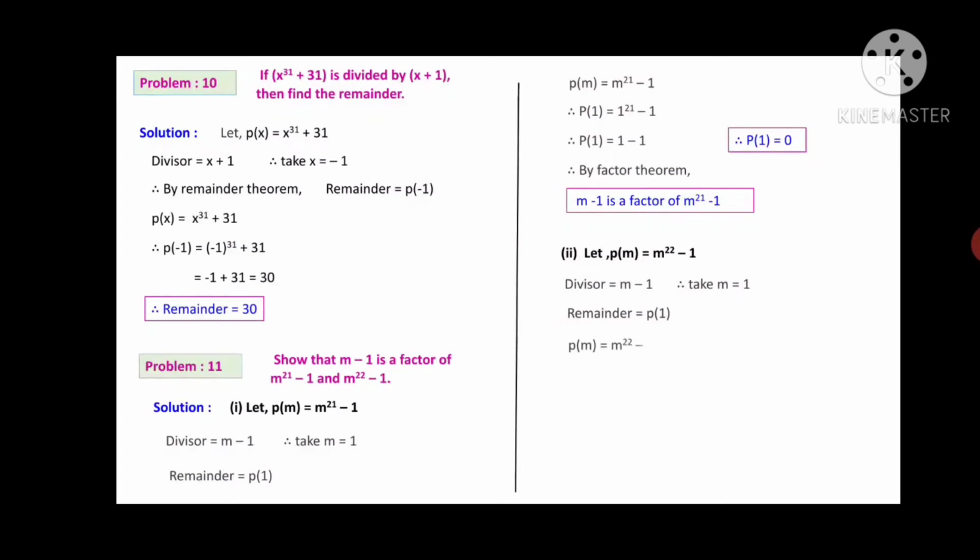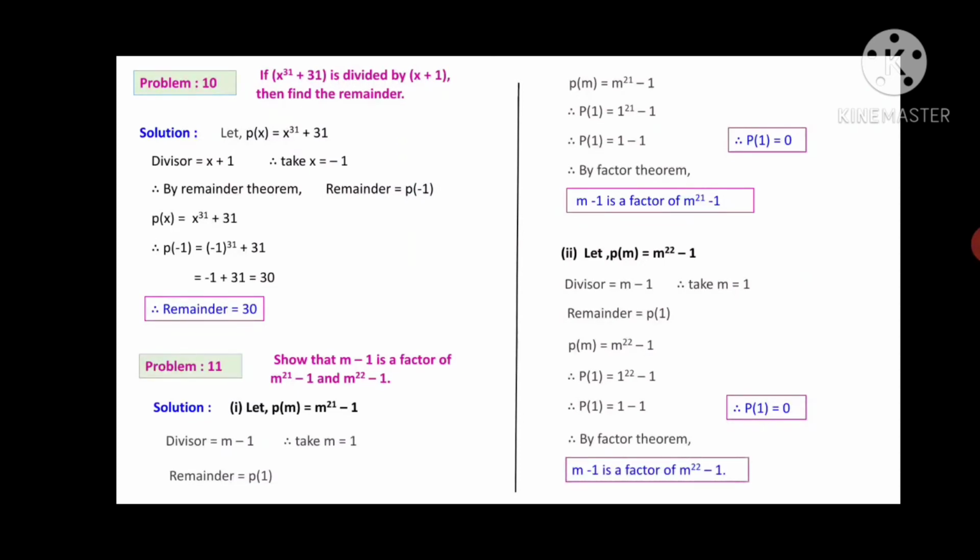Therefore, P of m is equal to m raised to 22 minus 1. Now, substitute m is equal to 1. We can write P of 1 is equal to 1 raised to 22 minus 1. So, 1 raised to 22 is 1 only. Therefore, P of 1 is equal to 1 minus 1. Therefore, we will get P of 1 is equal to 0. Friends, by the factor theorem, we can write that m minus 1 is a factor of m raised to 22 minus 1. Now, let us consider problem number 12.